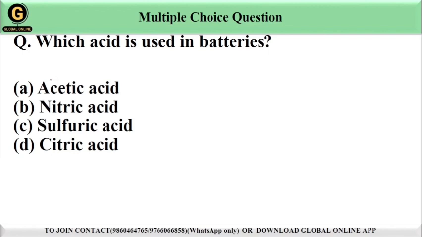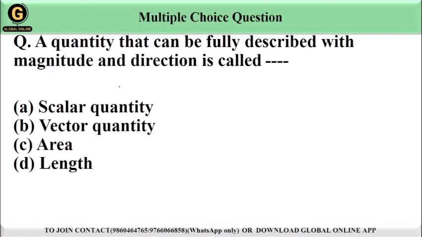So in case of batteries, sulfuric acid is commonly used in lead acid batteries, which are widely used in vehicles and other applications. It helps in the chemical reaction that generates electricity in the battery. The other acids listed, such as acetic acid, nitric acid and citric acid, are not typically used in batteries. So the correct answer among the options will be option C, sulfuric acid.